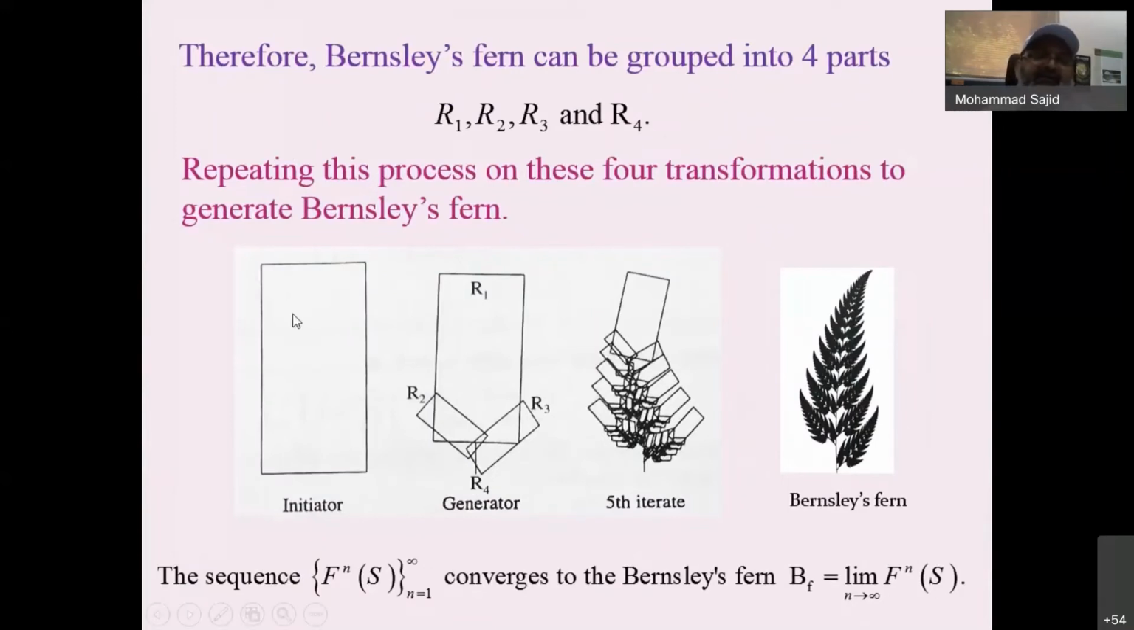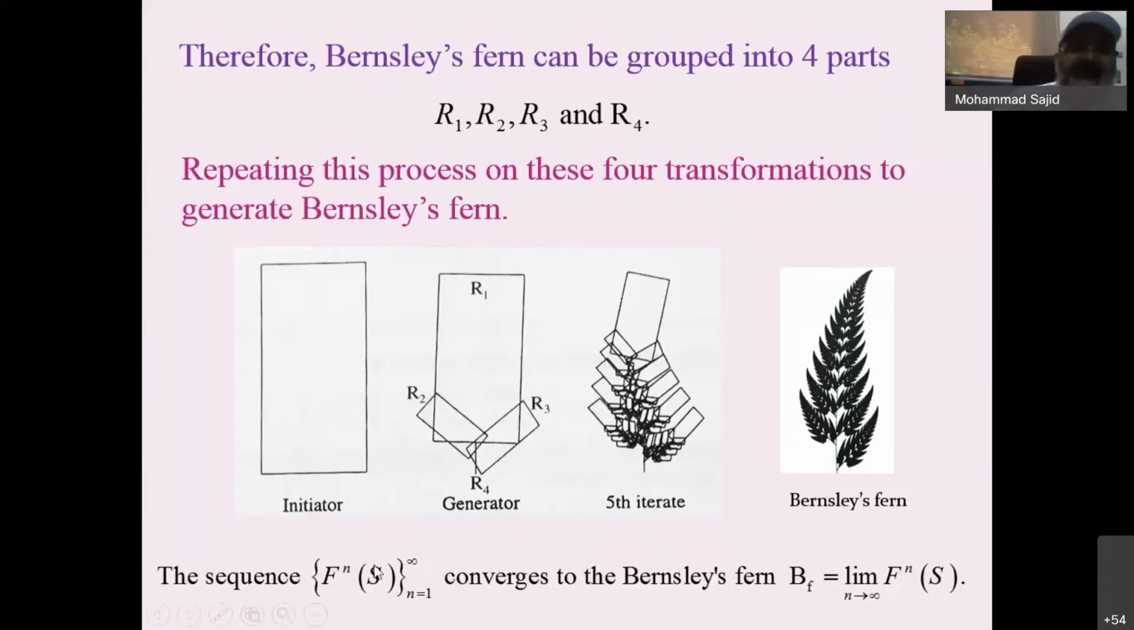So we have the initial rectangle, and all 4 mappings we apply on this. We get 4 new sets: R1, R2, R3, R4. R1 is just this, R2 is at some angle, R3 also at an angle, R4 is also inside this. So we continue this process on each part, on R1, R2, R3, R4, because we again have 4 mappings. Up to the 5th iteration we get this one. We continue this process after 20 or 30, 40, 50 iterations, depending on how complex and how good a picture you need, then you stop there. And finally we get this Barnsley fern.